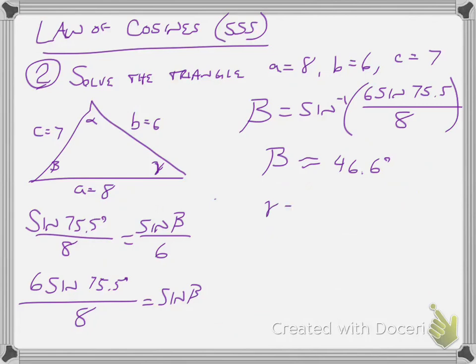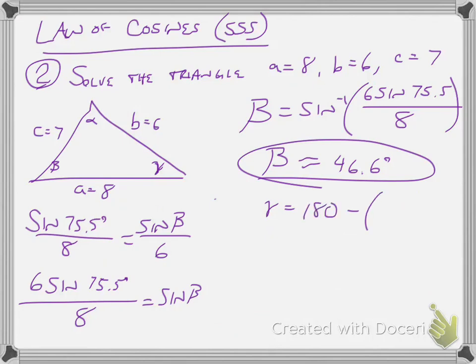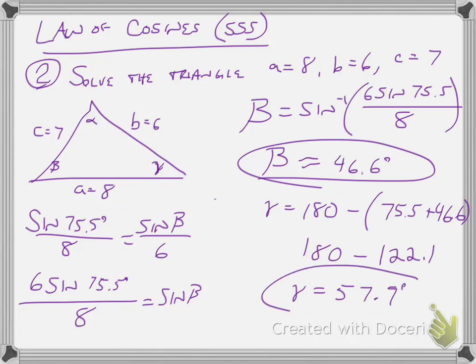And then to find gamma, now that we have both the other two angles, I can do 180 minus 75.5 plus 46.6, and that's going to be 180 minus 122.1, which means gamma is 57.9 degrees. And now I found all three other angles, and I've solved the triangle.